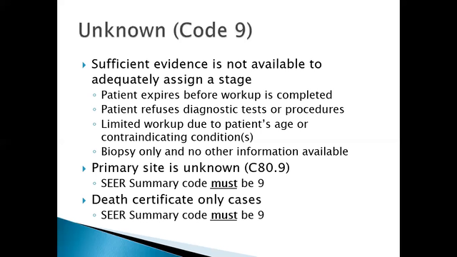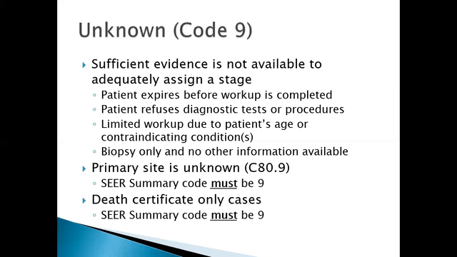SEER stage code 9 must be used when the primary, there was one other situation where you might have an unknown stage, and that's when only a biopsy is done and the medical record does not provide enough information to assign a summary stage for any number of reasons. Sometimes with patients you just have the information of a biopsy and you don't have any other information, then you would also have to assign that as unknown summary stage code 9.